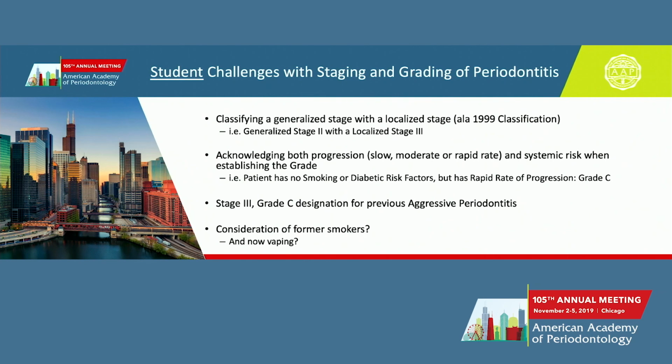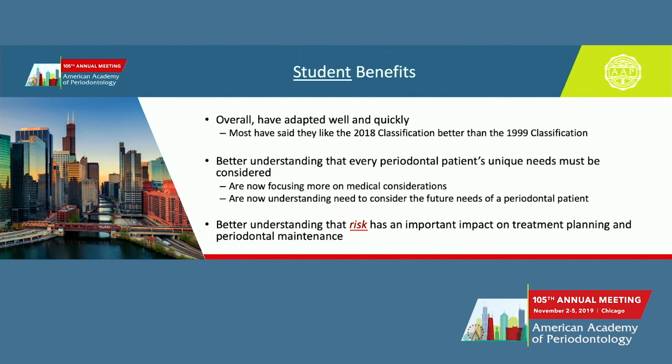I think we've also had some challenges with them understanding that maybe a stage 3 grade C at age 30 is a little different than stage 3 grade C at age 60. So the aggressive periodontitis concepts are still in their mind. And consideration of smokers. What do we do with smokers? And now especially vaping, because Utah has a particular problem with vaping.